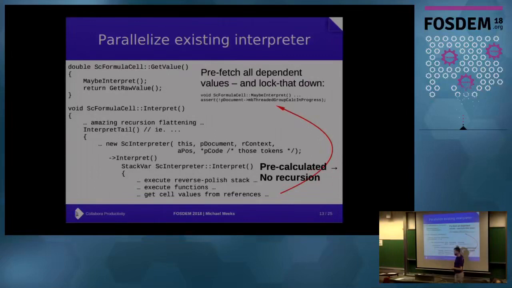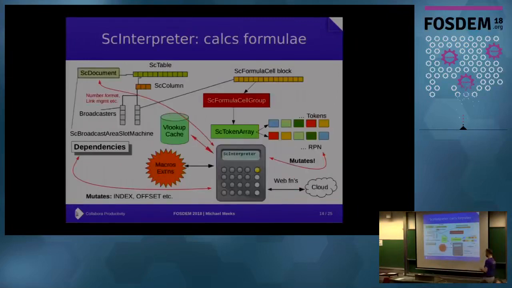Again, the amazing recursion flattening, I think, we actually implemented this time. And so then in interpret tail, you start to parallelize. As you interpret this whole group, you can call this in multiple threads after you've set everything up nicely at the beginning. So that was basically the plan. And there's a nice big assert here that says, don't do it if the threaded group calc is in progress. So that sounds good. The only problem is, it turns out, when you look into it, that the nice pictures here are not quite as wonderful.